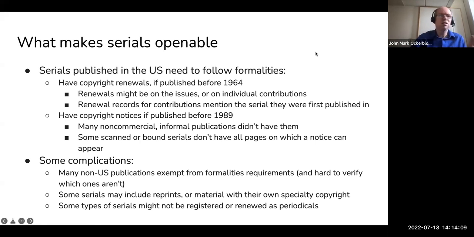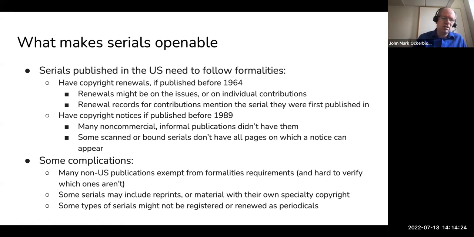For instance, if it was an informal publication from a hobbyist or say a group of scholars, or a nonprofit organization, they just wanted to get their issues out, and in many cases, they published and distributed without copyright notices. And those things, if they were published before 1989 in the US, are now in the public domain. Again, with serials, there are some complications.